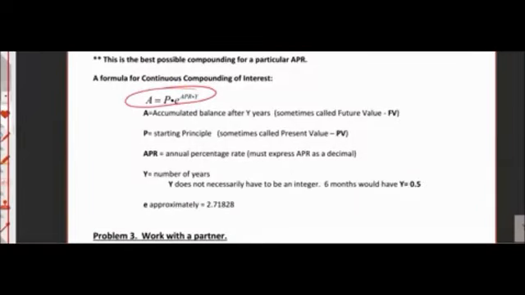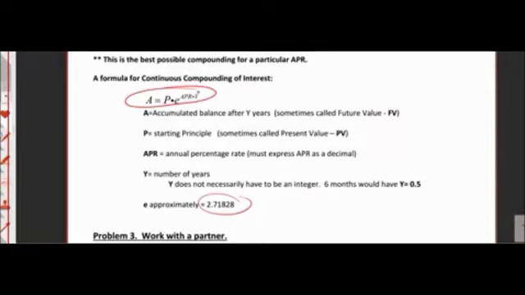And the formula is A is equal to P, which is the principal, times E, and E is a number that's already programmed into your calculator. E is approximately 2.71828. And if your calculator doesn't have that E option, then you can just type in 2.71828. So P times E raised to the APR, the interest rate, times Y. And we also have to pay attention to the order of operations.